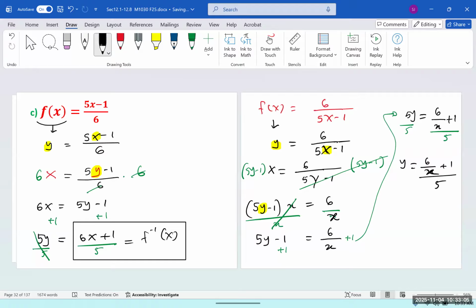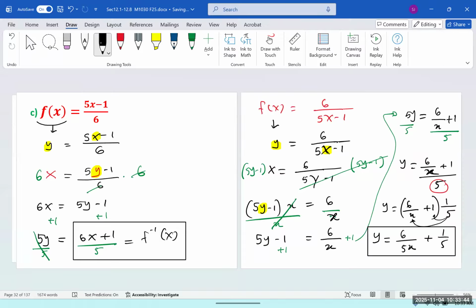But it does look kind of bad, right? Like weird. So instead of division, what can we do? Division is another form of what? Multiplication with a reciprocal. So we can do the same thing, y equals 6 over x plus 1, but instead of dividing by 5, we can do times 1 over 5. And then you can distribute the denominator. It will look nicer. y equals 6 over 5x plus 1 over 5, which looks much nicer.